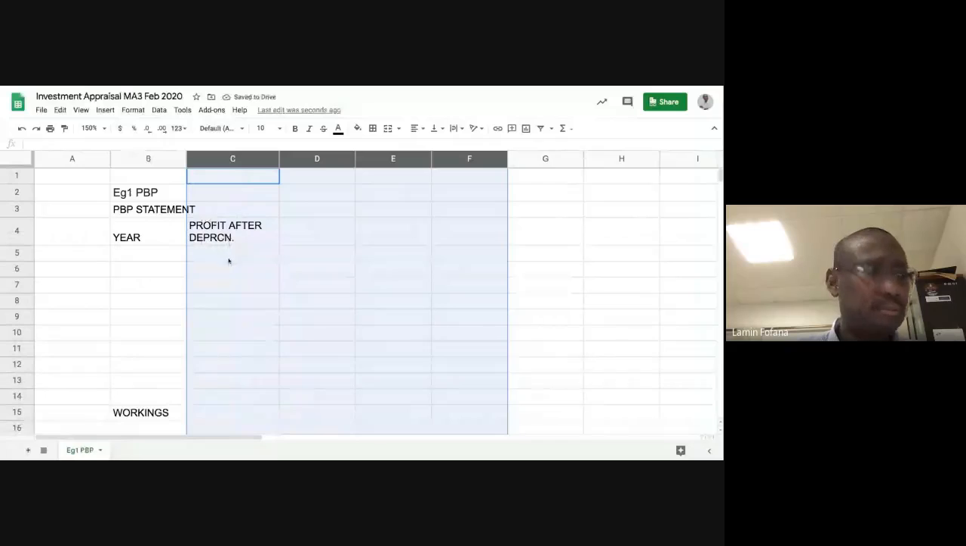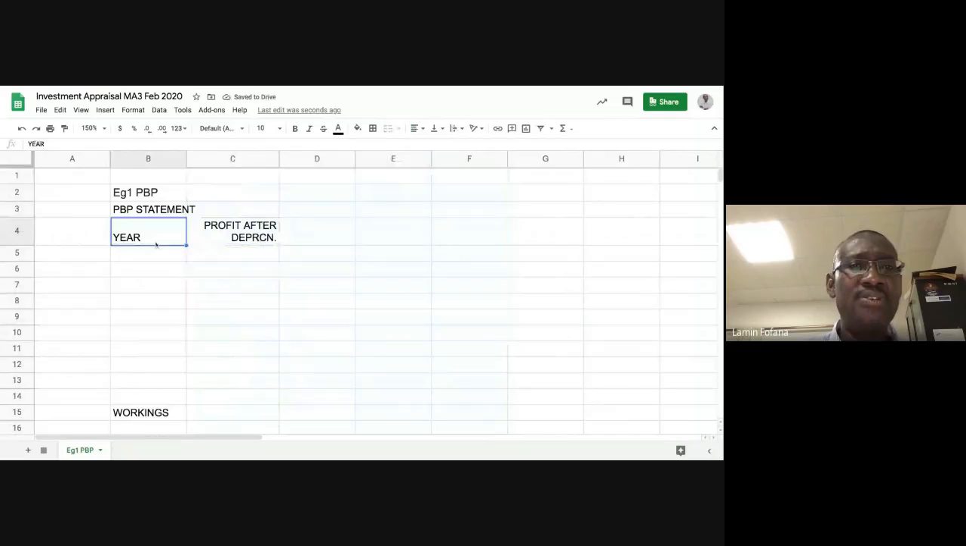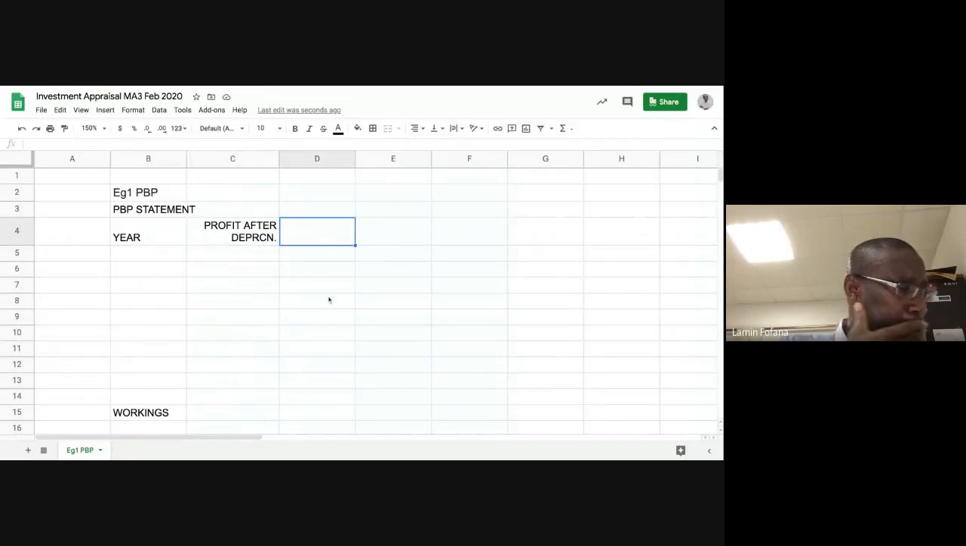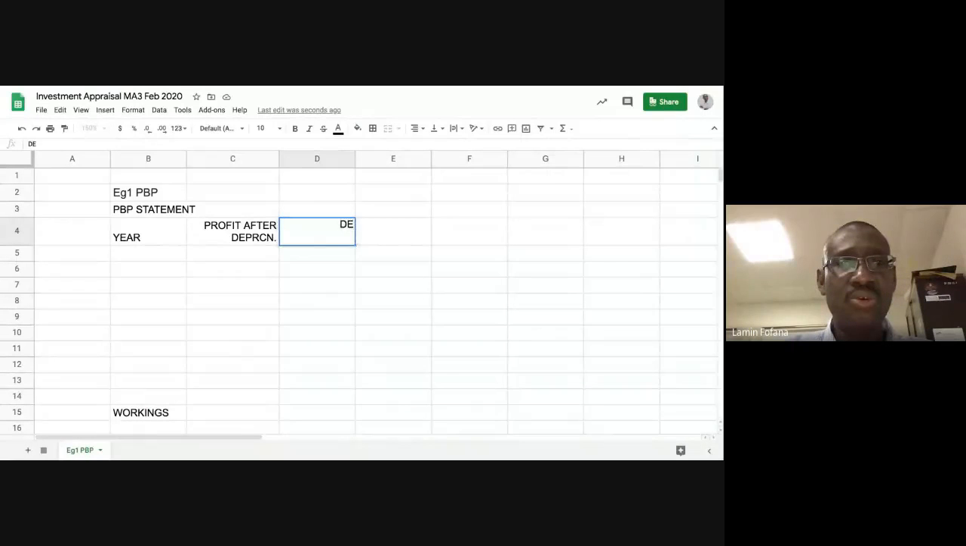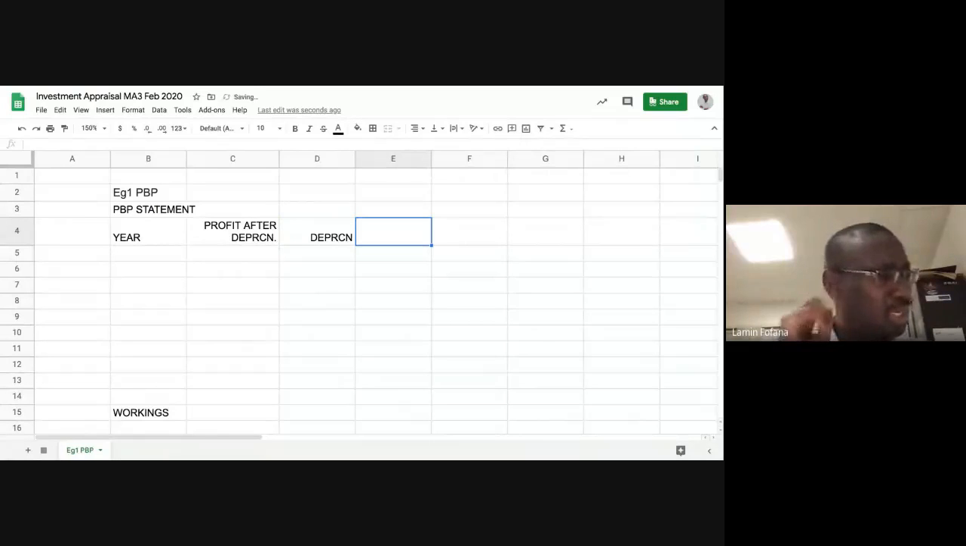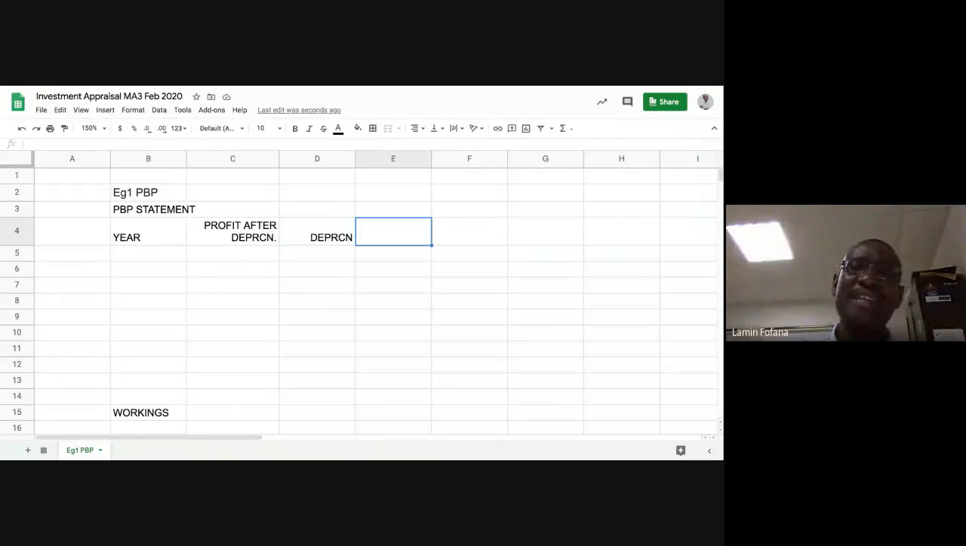And because they are numbers, we want to align them to the right. So we have the year, we have the profit after depreciation. Then we all agree that we have to add back depreciation, isn't it? So DEPRCN, I'm going to abbreviate it that way. And after adding depreciation back to the profit after depreciation, what do you get? You get cash flow.